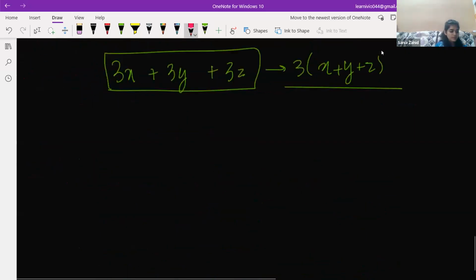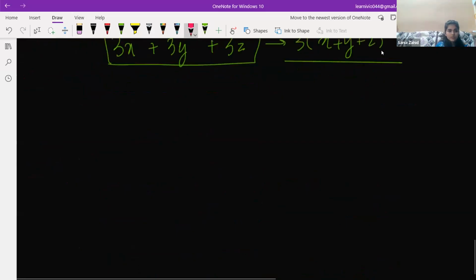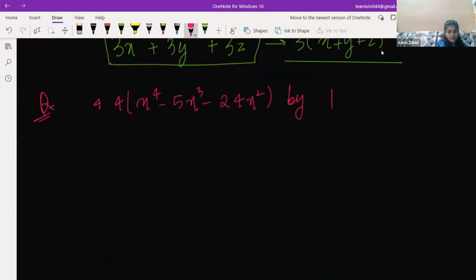Any doubts in the methods? No, ma'am. Okay, so now we come to dividing a polynomial with a polynomial. So how can we divide a polynomial with a polynomial? Let's suppose you have 44 common, x to the power 4 minus 5x cube minus 24x square, and you have to divide it by 11x times x minus 8.